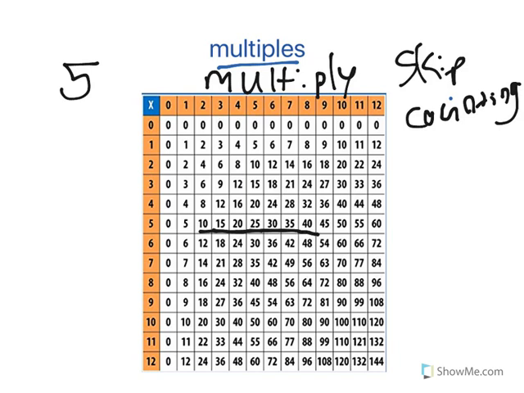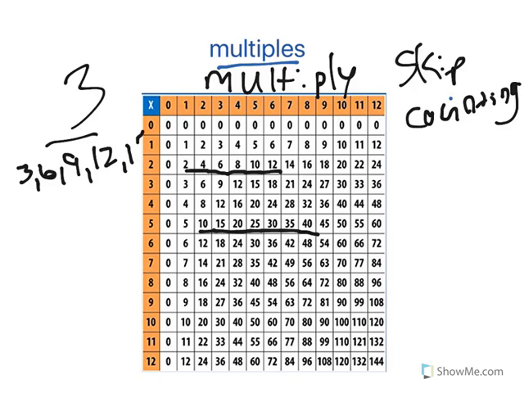If I wanted to find multiples of 2, I would find 2, and then I would continue to move across to 4, 6, 8, 10, 12. So what would be some multiples of the number 3? That's correct. We could have 3, 6, 9, 12, 15.